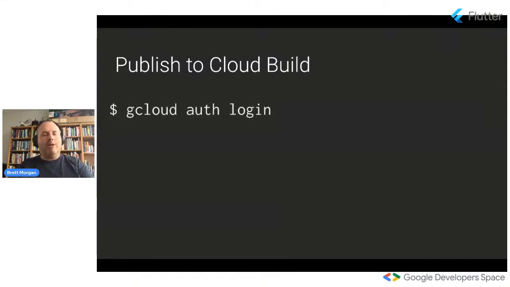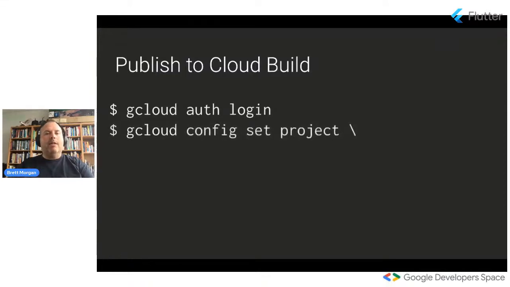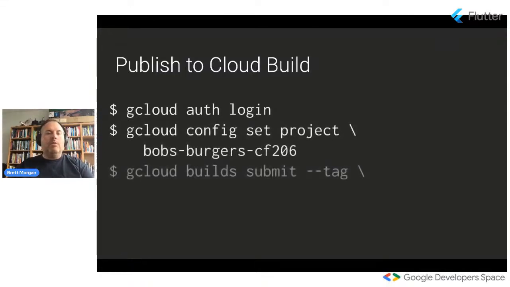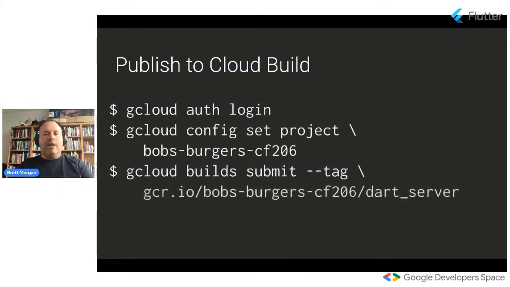So firstly, create yourself a Google account, create a project, then authorize your local command line using gcloud auth login. That will send you into a web browser where you can say, yes, please allow this command line to make changes to my project. Set your project. My one's going to be Bob's Burgers. We'll see this in a bunch of different places. And finally, we can turn around and ask it to build.